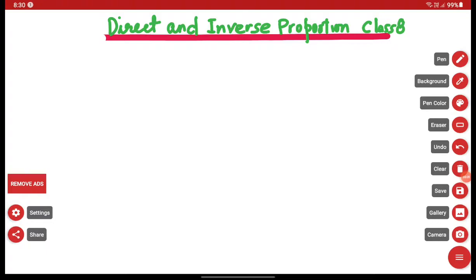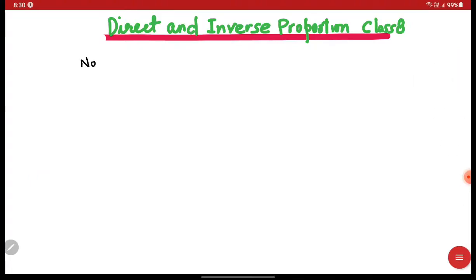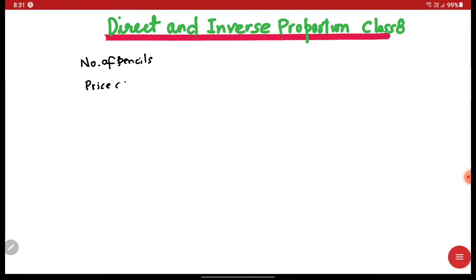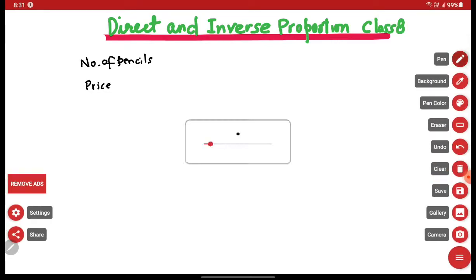Direct and inverse proportion. Now, to understand this, let me take an example. Let's take the example of the number of pencils you want to buy, and the price of the pencil. So you have two things to discuss here. On one side you have the number of pencils, and on the other you have the price.